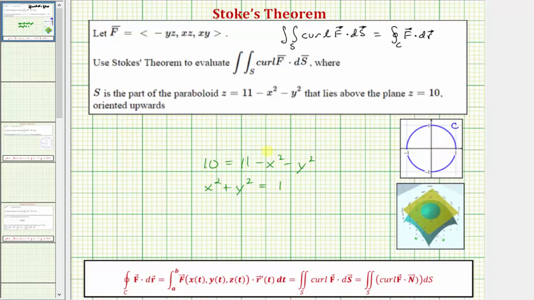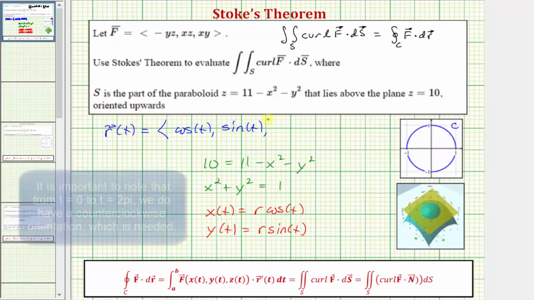So when it comes to parameterizing the curve C, remember if the circle was in the xy plane, using parametric equations, if the circle is centered at the origin with radius r, we can always let x of t be equal to r cosine t, and y of t be equal to r sine t. So for the vector function r of t that traces out the curve C, we can let the x component be equal to cosine t, the y component be equal to sine t, and then for the z component, because this is the z equals 10 trace, the z component would be 10.